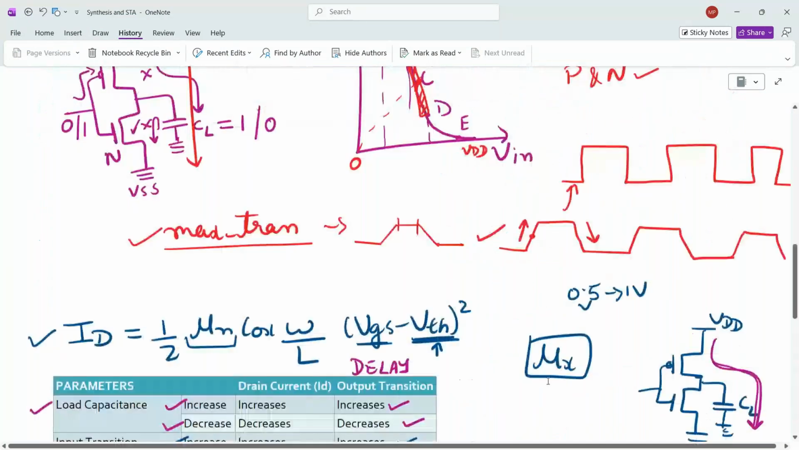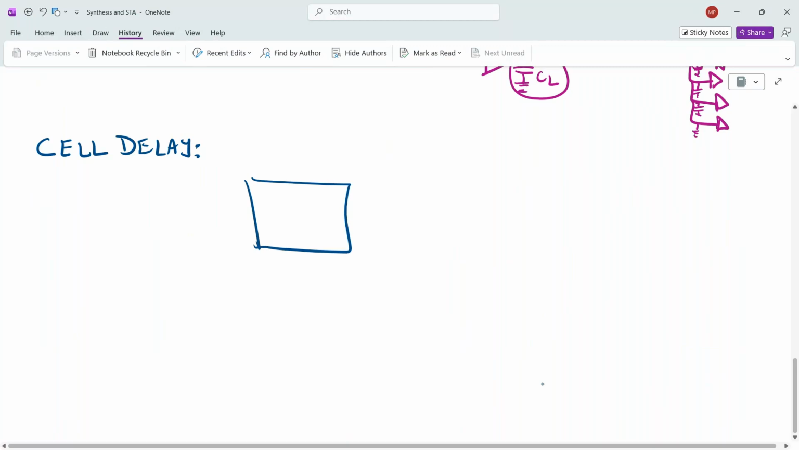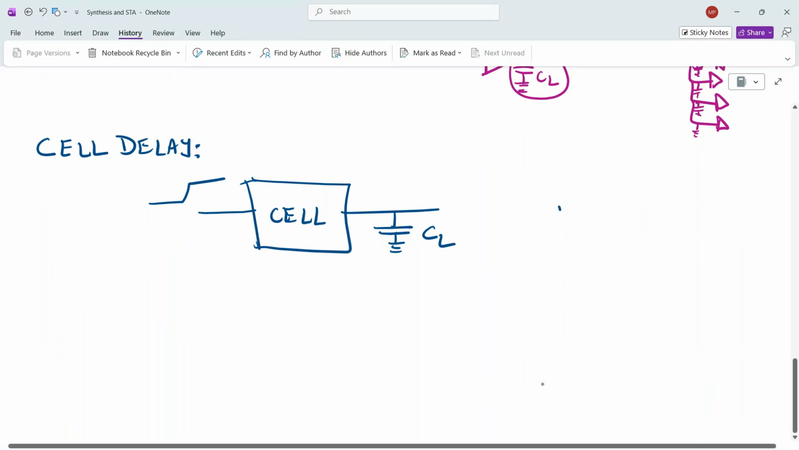All these things are important when we are talking about cell delay. If there is any cell, you should know its input transition and output load CL. That's how you will calculate. So how is the tool calculating cell delay? These information are present in .lib files.